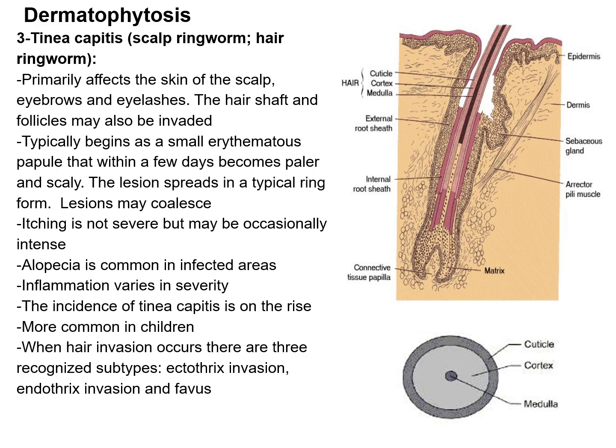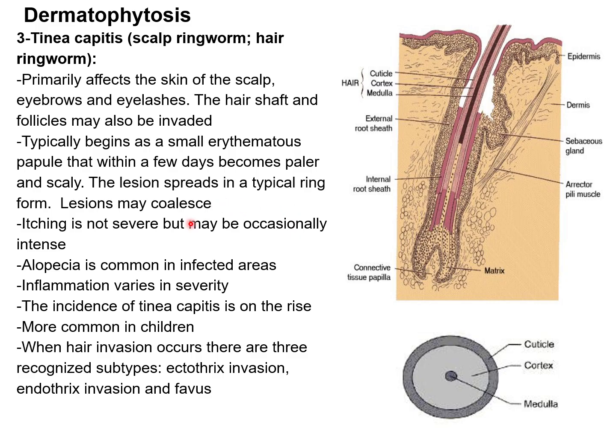Tinea capitis, or the scalp ringworm. This is a type of dermatophytosis with an incidence that is on the rise. Here we have infection of the scalp, eyebrows, and eyelashes, and the hair shaft and follicles are usually invaded. Usually it starts out as a small papule, and then this papule becomes pale and scaly, and it will spread in the ring form, in the circinate form.